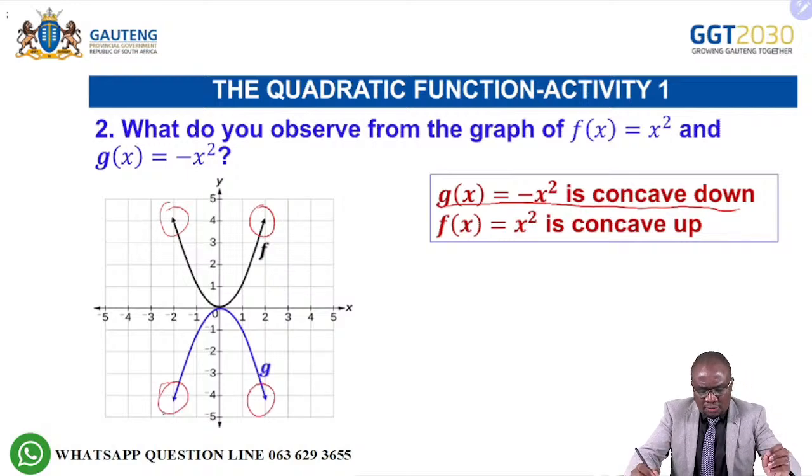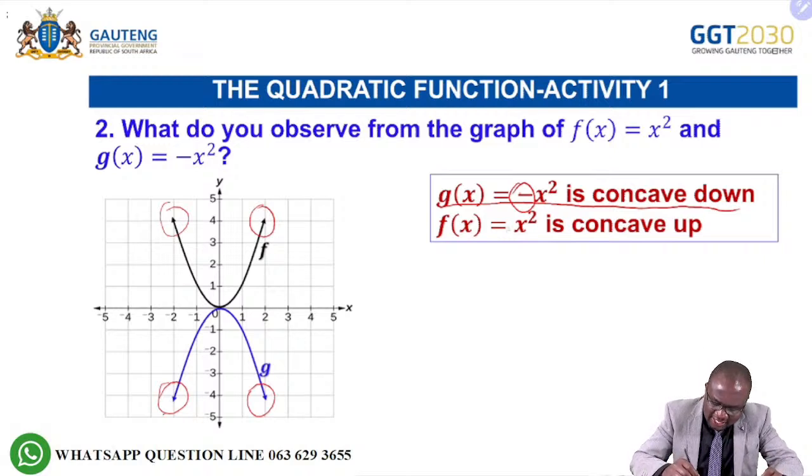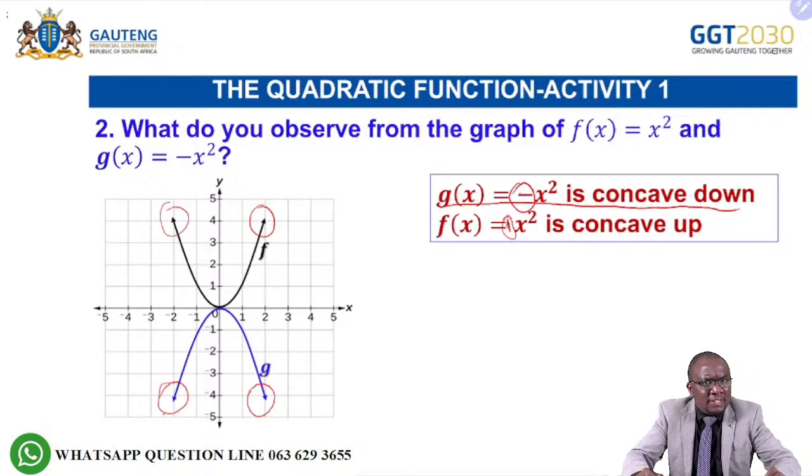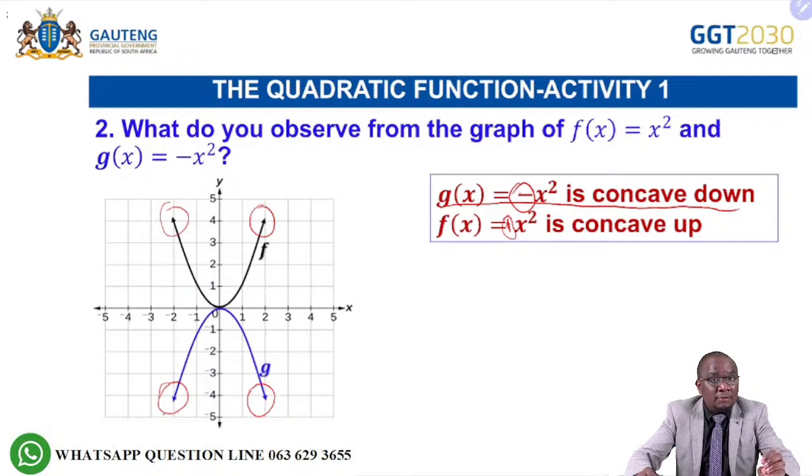Remember that. So for g of x, when a is negative, the graph is concave down. When a is positive, the graph is concave up. This is a property which is very, very important, which is called concavity. You have to understand it. Where is the graph concave up? Where is the graph concave down? You must understand this. Very, very important.